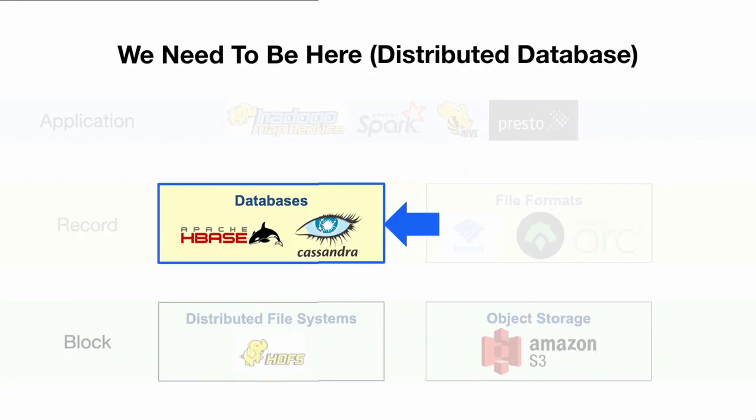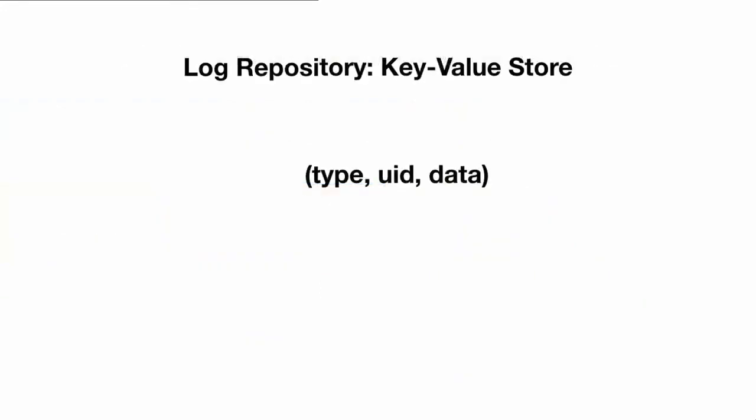Type, UID, data in parentheses. Next, the text is crossed out. Below, type and UID are in parentheses with an arrow pointing to data. So basically, instead of a file system, we need to be using a database. Here we go, the slides got backwards. So yeah, since we have three elements of each log repo row, we use these two to construct a sorted key value mapping from type and UID to data.